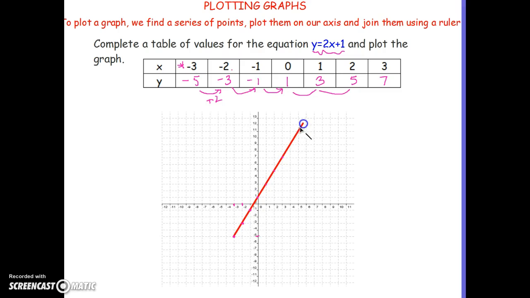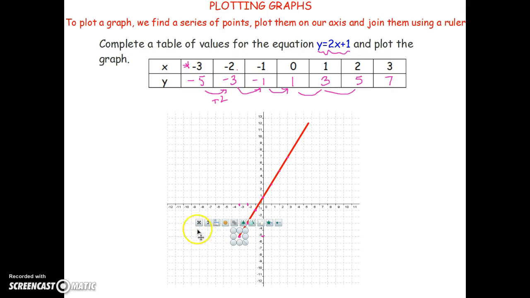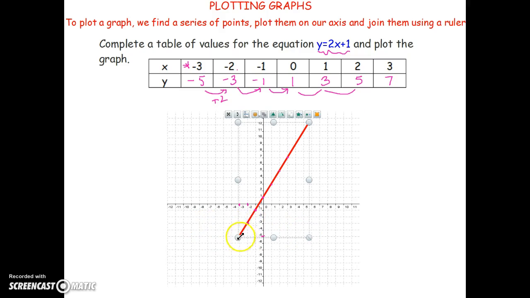Continue your line beyond the points that you've put on. It's only because you've looked at the values from minus 3 to 3 that your graph stops there, but in fact it just keeps going. We just can't be bothered finding any more points. That's enough. Okay, so here's our graph of y equals twice the x value plus 1, every point along there.